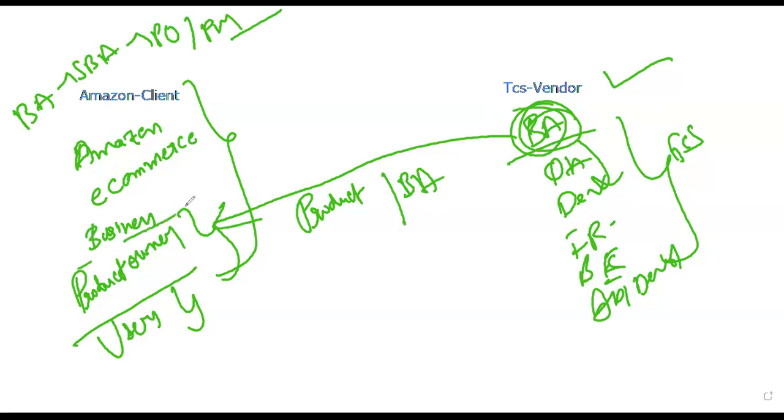So the product owner will always be from which side? Client side. Remember this question, it will be asked. The product owner will always be from the client side. The BA will always be from the vendor side. So the BA will work with the product owner. That is your first role and responsibility as a BA.